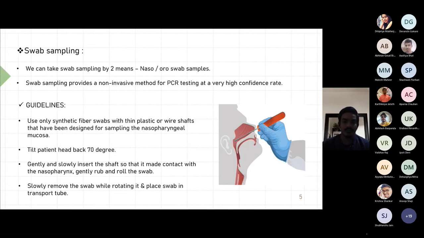Use only synthetic fiber swabs with a thin plastic or wire shaft that have been designed for sampling the nasopharyngeal mucosa. Tilt the patient's head back 70 degrees. Gently and slowly insert the shaft so that it makes contact with the nasopharynx. Gently rub it and roll the swab. Slowly remove the swab while rotating it, and place the swab in a transport tube.